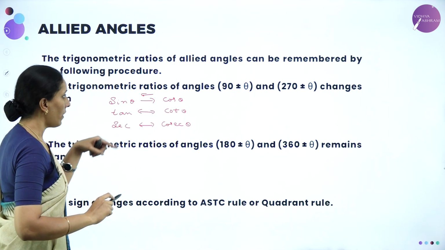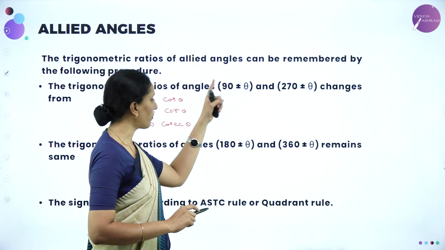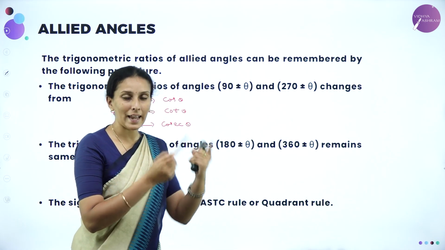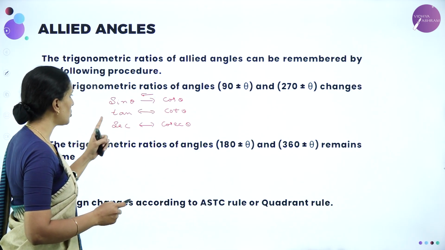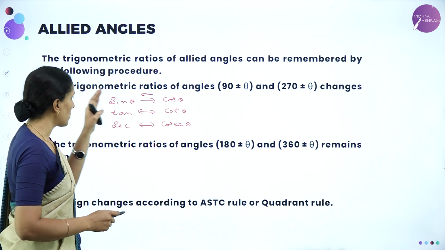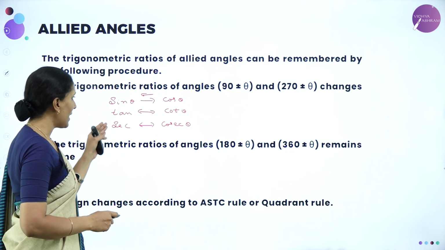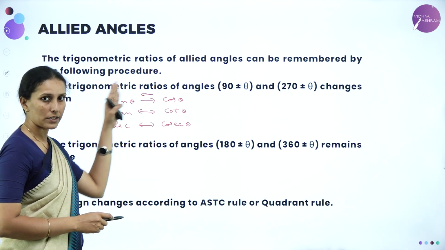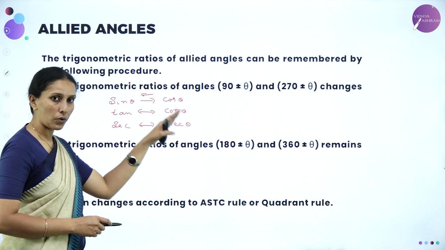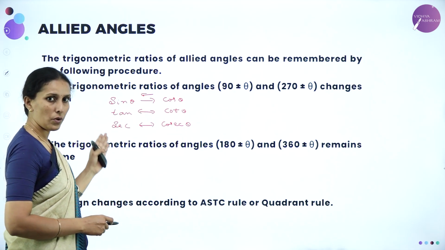So when you are taking the sum or difference of this 90 or 270 with any angle, then the function changes to its co-function. So sine changes to cos, cos changes to sine, tan changes to cot, cot changes to tan. Secant changes to cosecant, cosecant changes to secant.